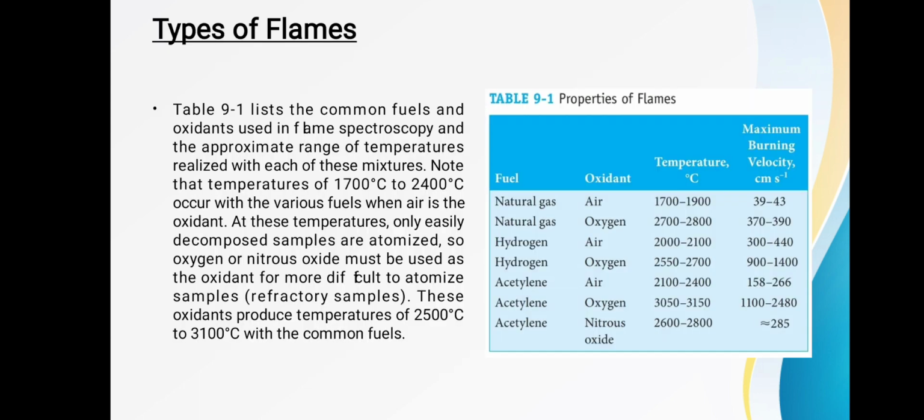Types of flames. The table lists the common fuels and oxidants used in flame spectroscopy and the approximate range of temperatures realized with each of these mixtures. Note that temperatures of 1700 degrees centigrade to 2400 degrees centigrade occur with the various fuels when air is the oxidant. At these temperatures, only easily decomposed samples are atomized, so oxygen or nitrous oxide must be used as the oxidant for more difficult to atomize samples, refractory samples. These oxidants produce temperatures of 2500 degrees centigrade to 3100 degrees centigrade with the common fuels.